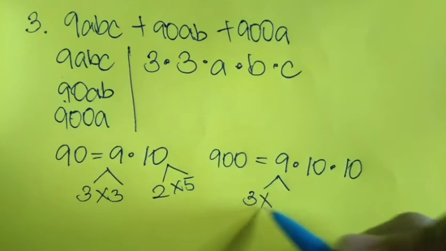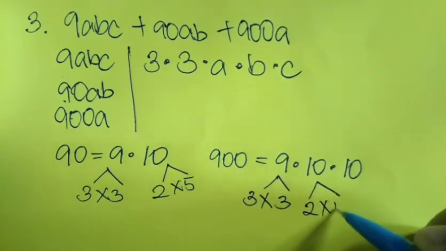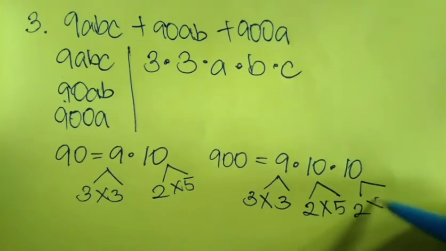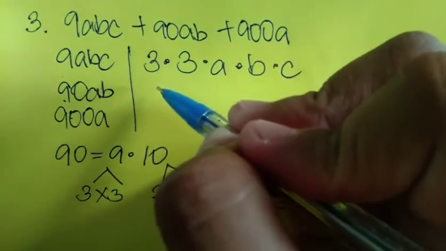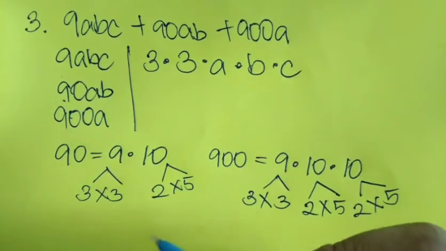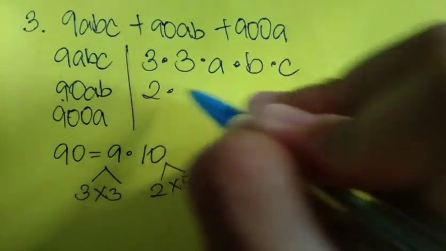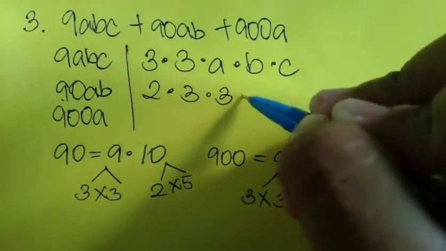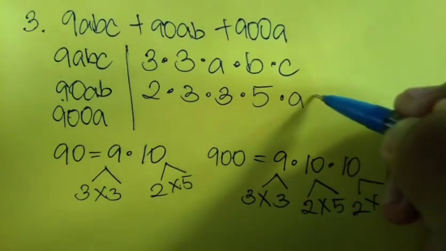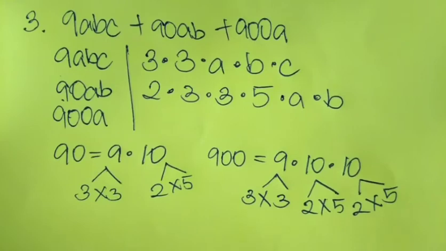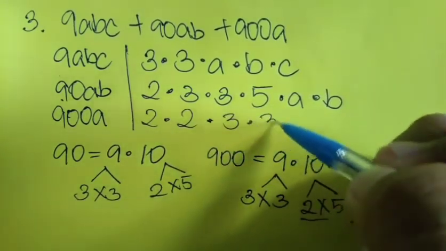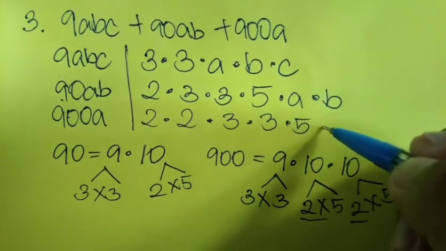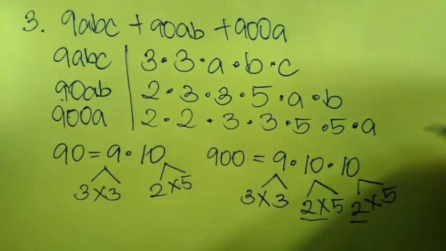9 will be equal to 3 times 3. 10 will be equal to 2 times 5. Then 10 is another 2 times 5. Mas madali na ngayon. Madali na may isulat yung factors. So for 90AB, we have 2 times 3 times 3 times 5 times A times B. For 900A, we have 2 times 2 times 3 times 3 times 5 times 5 times A.